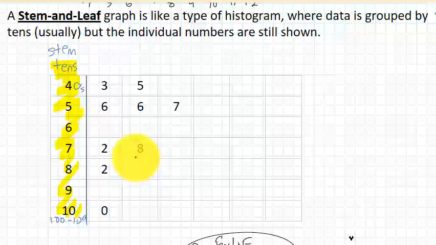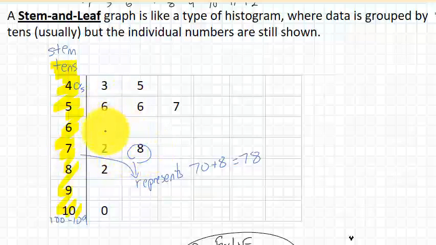So what do each of these numbers represent? Well, this 8 here represents 70 plus 8, or 78. So that's what's going on here with the 7 and the 8. Now, a gap entirely means there were no scores in the 60s at all. And when we do this, we've got to make sure we have all the appropriate tens.